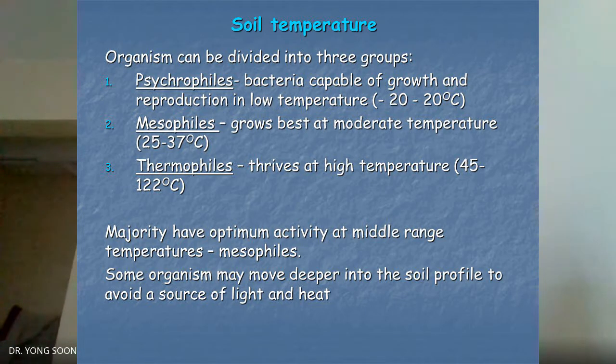A majority of the bacteria are mesophiles, so they can survive from room temperature until 37 degrees Celsius. Beyond that, some of them may not survive, but there are a few bacteria that actually thrive. Thrive means not only do they survive, they live even better at high temperature. And we're talking about between 45 and 122 degrees Celsius.